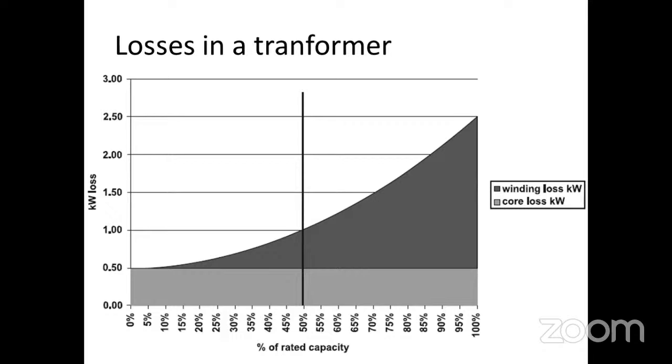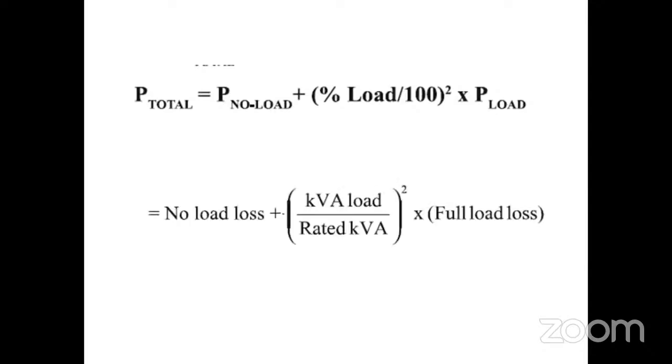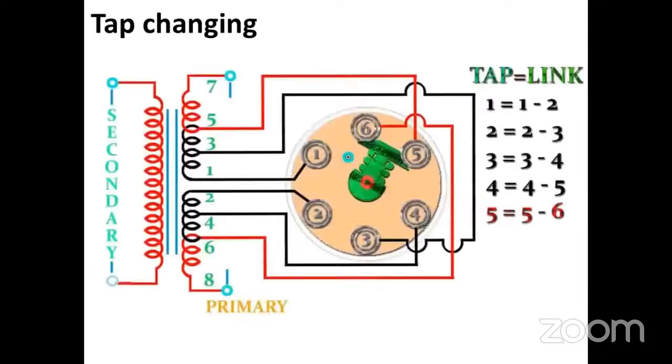See, the gray segment denotes the iron loss. The iron loss plus copper loss will be our total losses. In this case, if the transformer is loaded at 100%, the loss will be more. P total is equal to P no load plus percentage of load by 100, no load loss plus KVA load divided by rated KVA. All these things we have seen, sir.